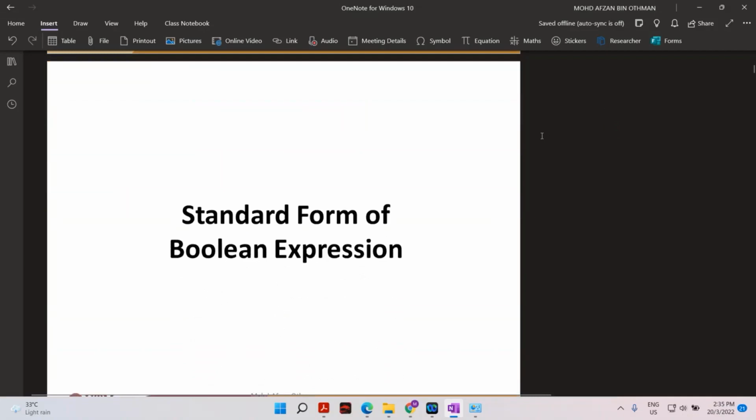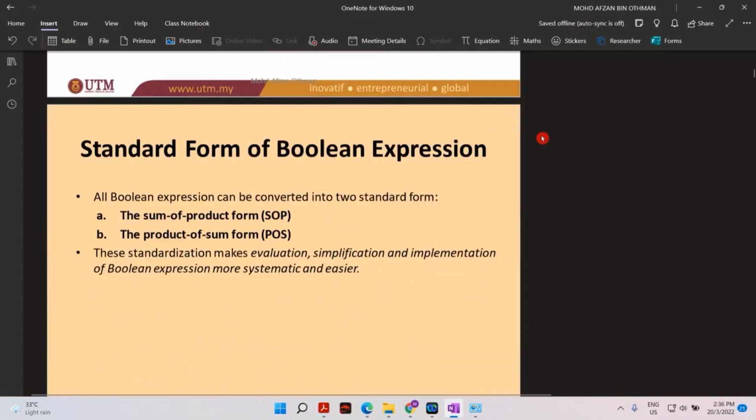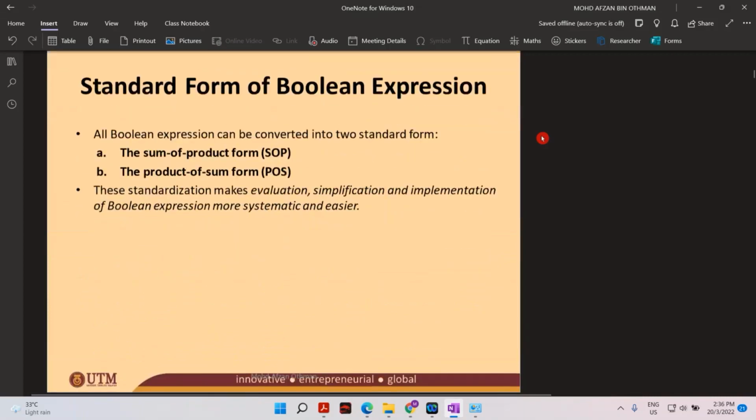Now we're going to look at the standard form of Boolean expression, and how it looks like. We have two expressions: one in standard form and the other in non-standard form. So now we're going to look at what is the standard form and what is a non-standard form of Boolean expression. All Boolean expressions can be converted into two standard forms.